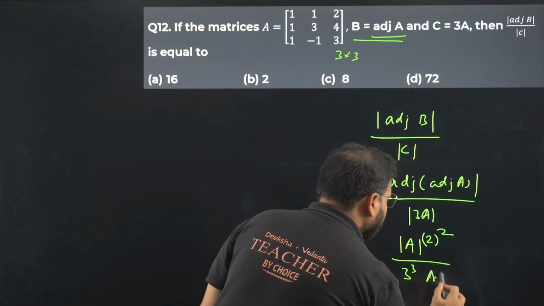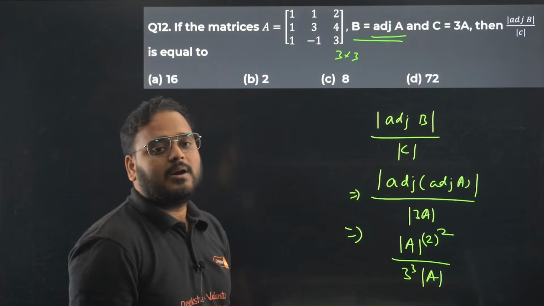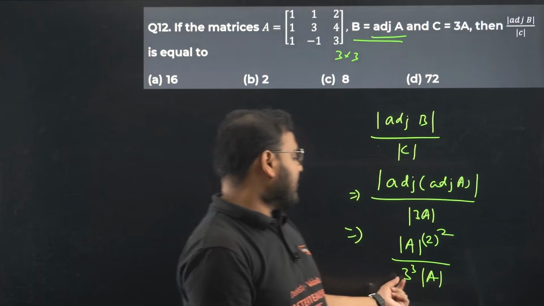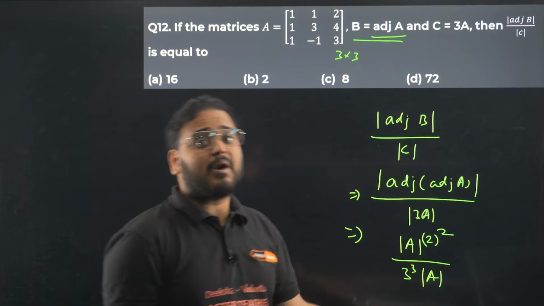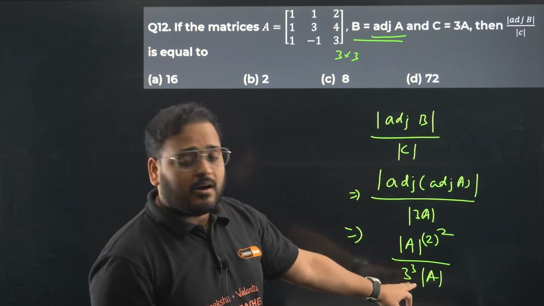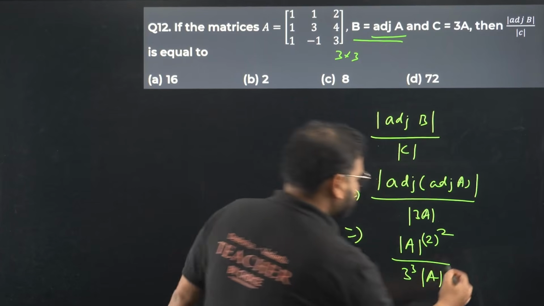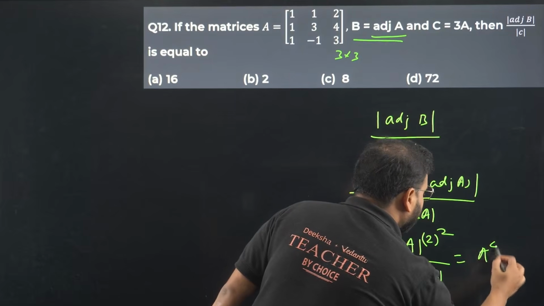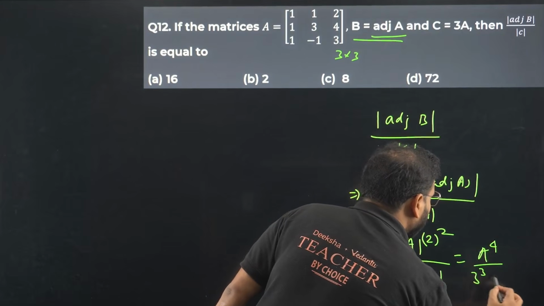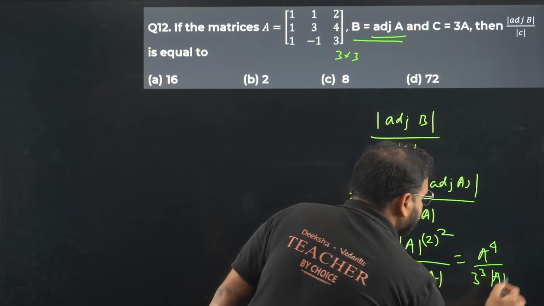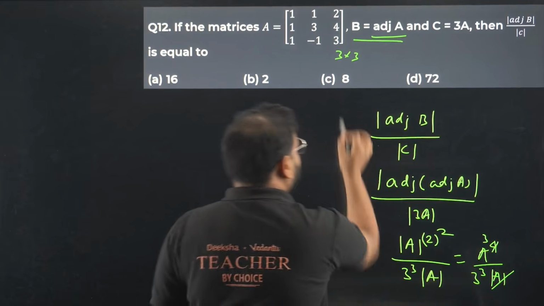And 3A becomes what? 3 cube determinant of A, right? Remember the property is k power n. K is the constant and n is the order, so n is what over here? 3. Okay, so what do I get now? I get here determinant of A power 4 divided by 3 cube, and determinant of A cancels, so my final thing is becoming what?